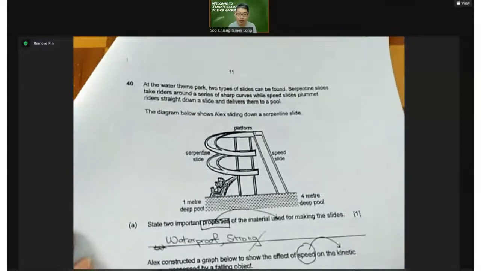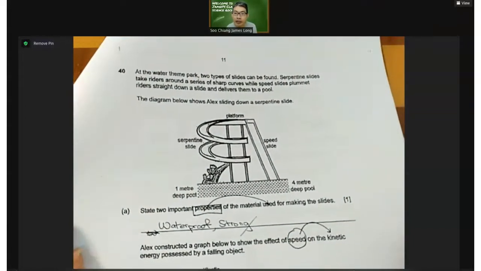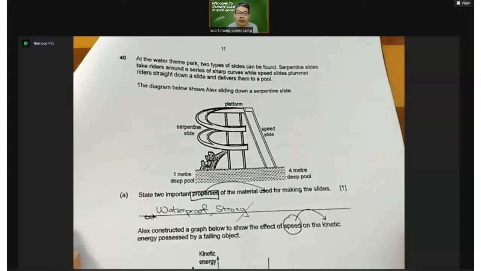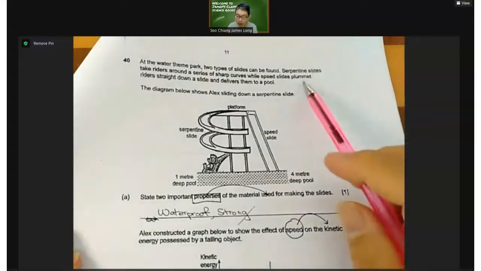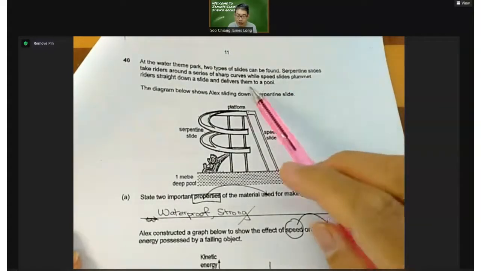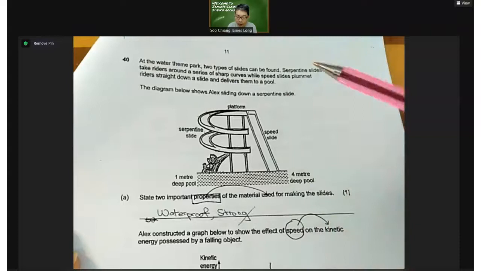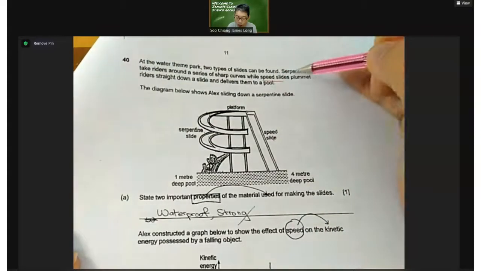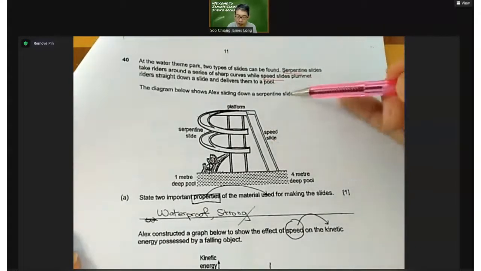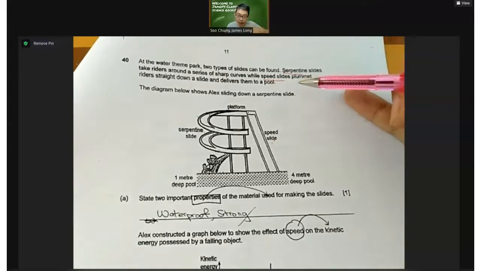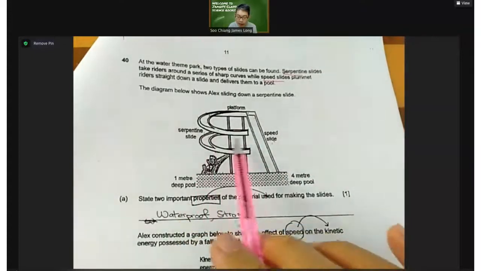Next one. At the water theme park, 2 types of slides can be found. Serpentine, what a strange name, slides. Serpentine, oh, that is a shape. It's like a snake. A serpent is a snake, right? Serpentine slides take riders around a series of sharp curves, while speed slides plummet. This is a speed slide, because these are all new terms to me. You refer to the picture. Speed slide, plummet riders means it plunges them down really quickly, down a slide, and delivers them into a pool. So Alex is sliding down the serpentine slide.